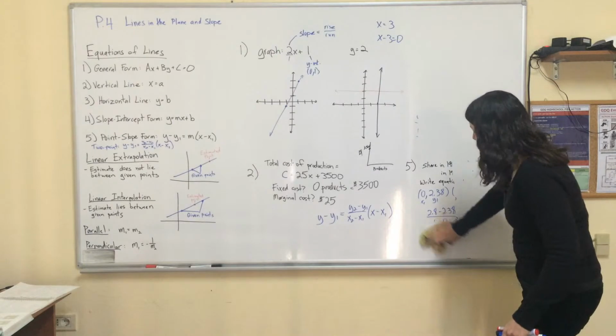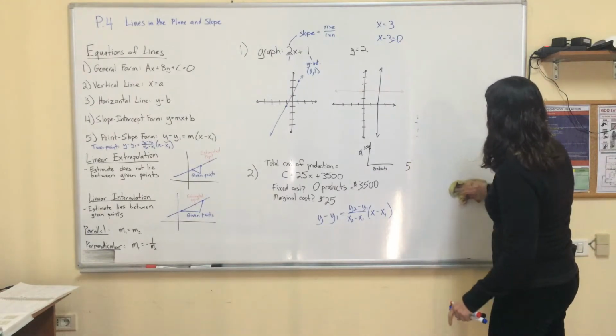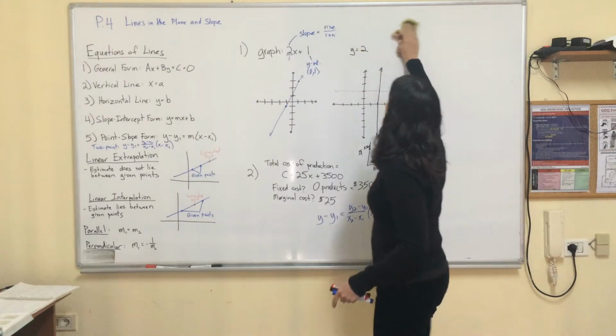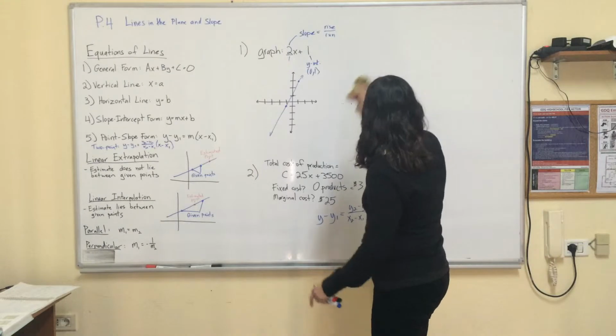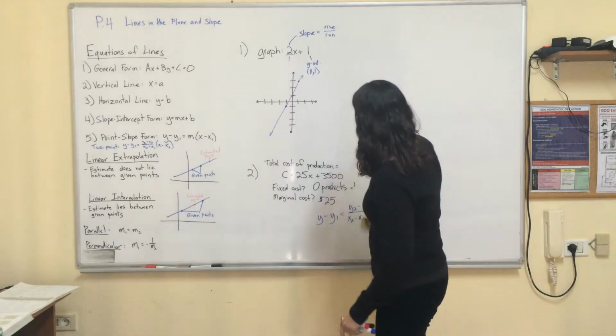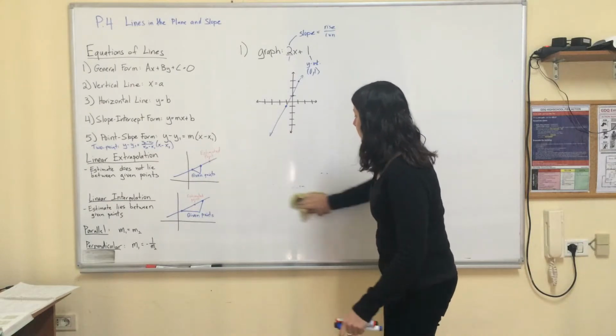And if the lines are perpendicular, then the slope has to be the negative reciprocal. So we'll look at two examples of what this will look like and what kind of questions you will see having to do with these two lines.